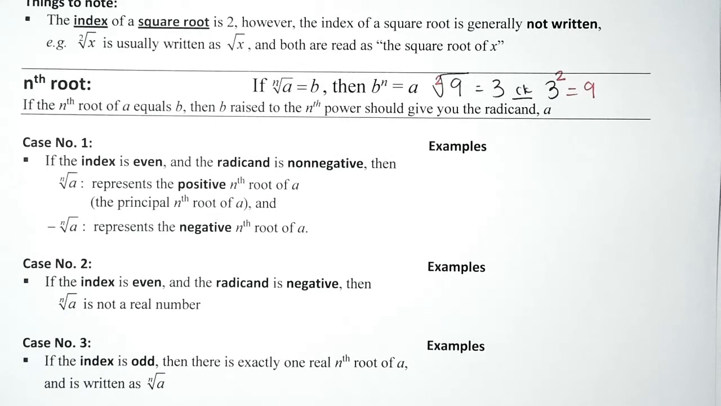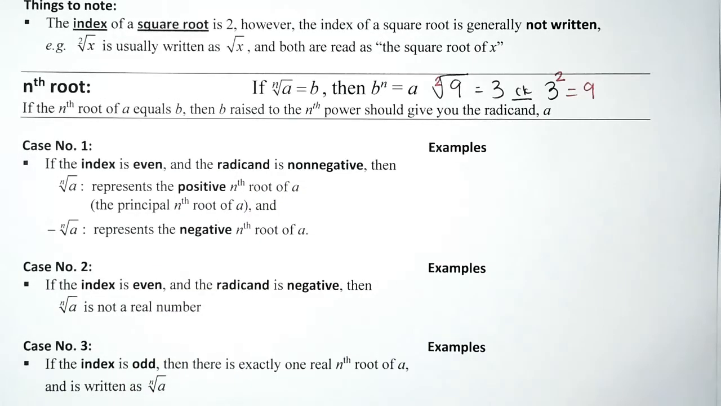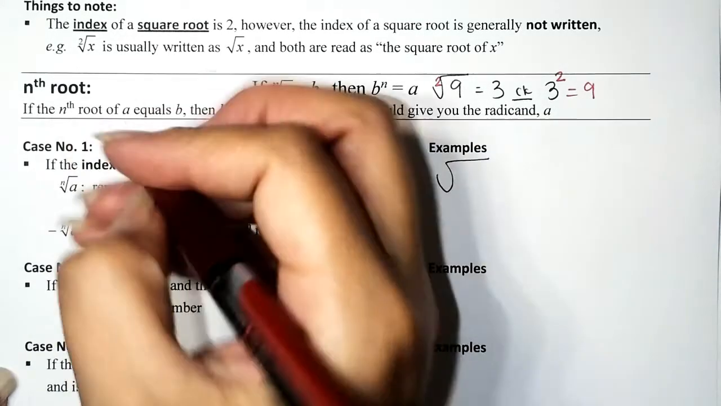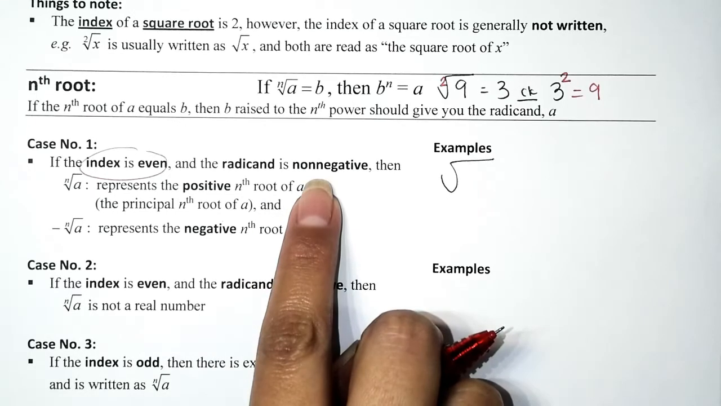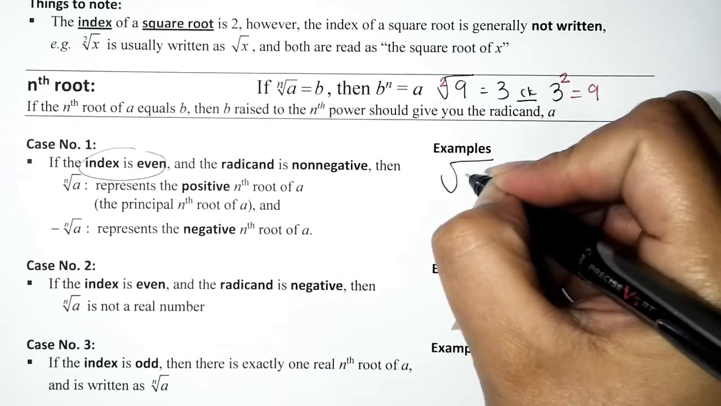Let's go ahead and open it up with case 1. It says if the index is even and the radicand is non-negative, then... okay, too much information. So we have some radical. If the index is even, I'm just going to stick with square root, so I'll leave the index blank. And the radicand is non-negative, so whatever we're square rooting is not a negative number. So let's just say 25.